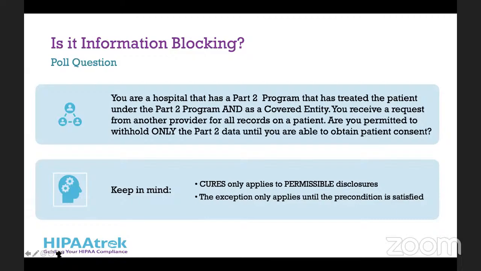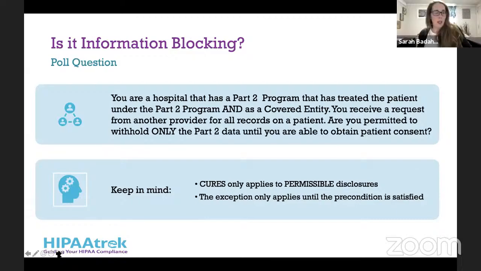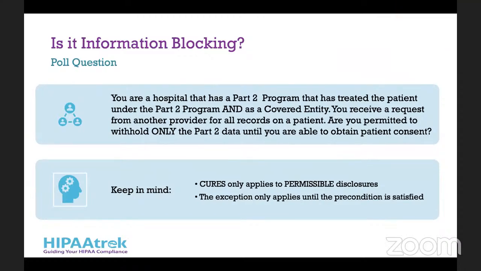We've got about a quarter of the votes in, so I'm going to wait another moment. Yeah, so it is very important to remember this only, right? So the way that this question is worded is you would release all the HIPAA information and withhold the Part 2 information until you get that patient consent. All right, so where do we stand, Bethany? We've got 30 votes, 75% say yes, 13% say no, and another 13% say it depends.